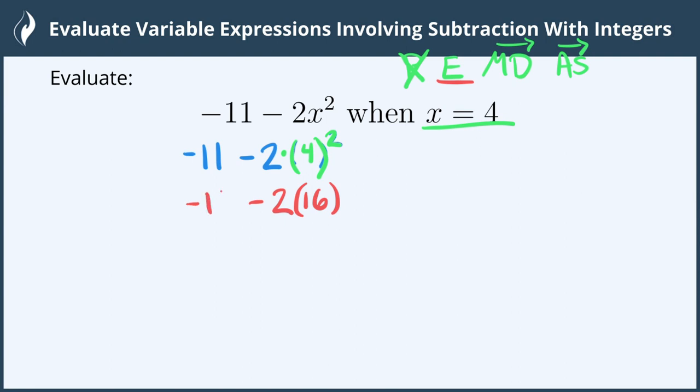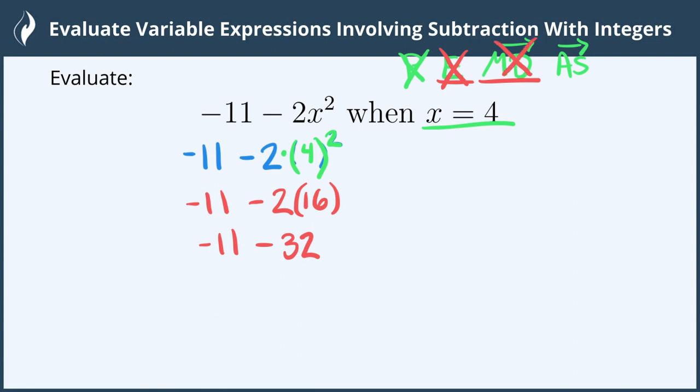Then we keep everything else and copy it down from the step before exactly as we see it, since we haven't done any of the calculations on it yet. Now I'm going to multiply. Because we've done our exponents, we move to multiplication and division. 2 times 16 is 32. And again, we keep everything else exactly as we've seen it in the step before. And because we haven't added and subtracted yet, that's our very last step.